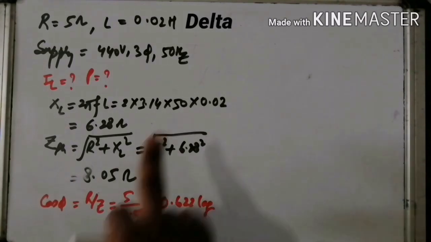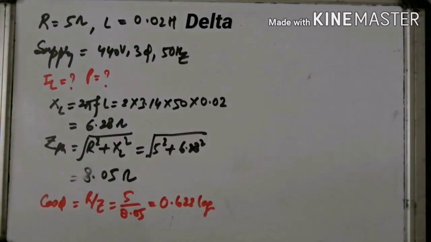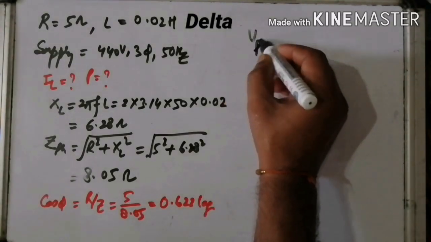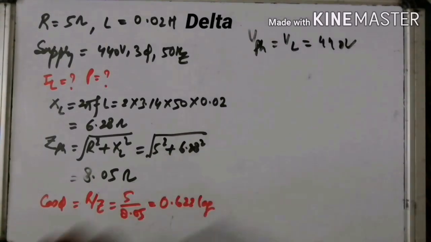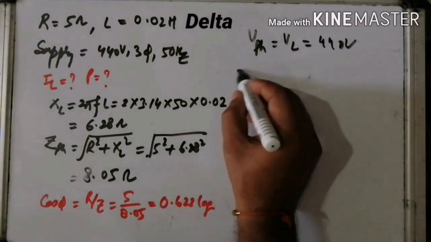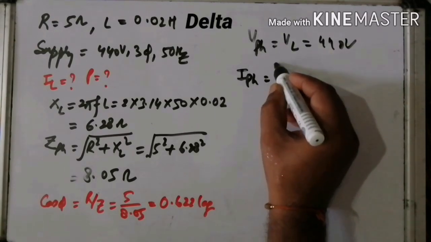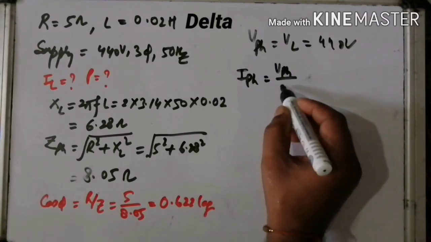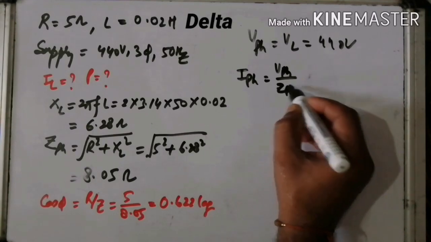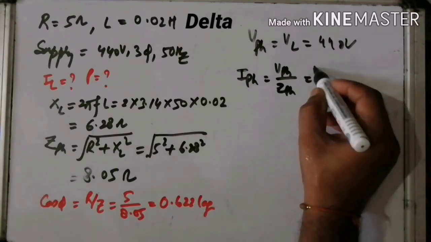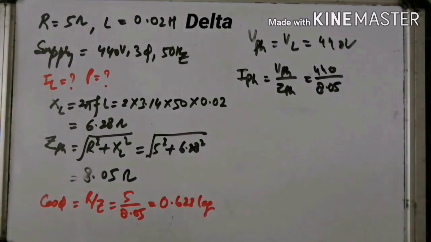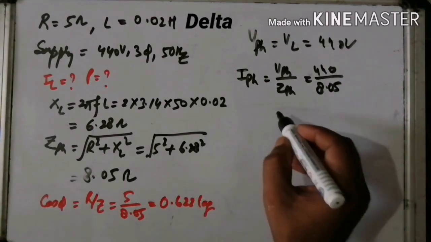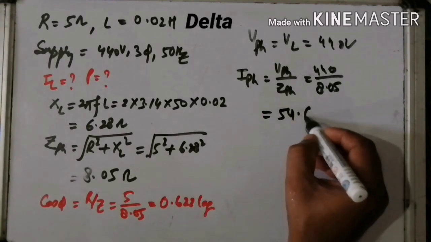According to the question, they are delta connected. So VPH is equal to VL, that is 440 volt. Now calculate current per phase, whatever the voltage divided by impedance per phase. 440 divided by 8.05. So the current per phase is 54.6 ampere.